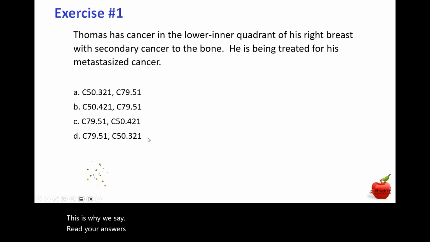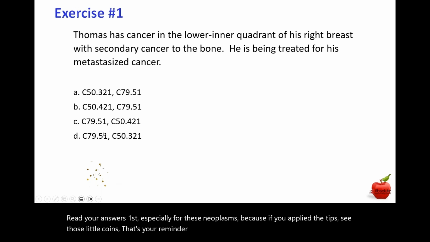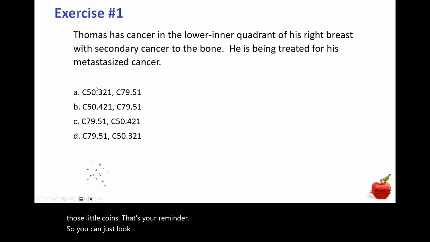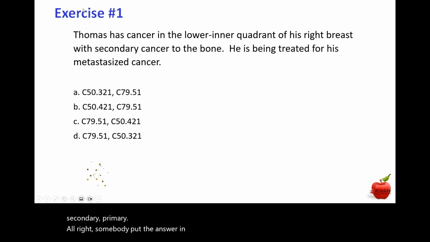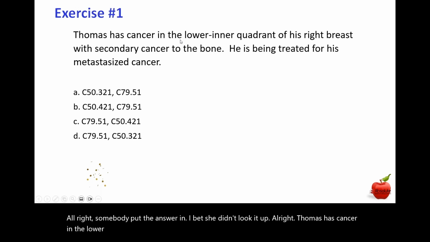All right, coders. This is why we say read your answers first, especially for these neoplasms, because if you applied the tips, see those little coins, that's your reminder. So you can just look at this. This is primary, secondary, primary, secondary, secondary, primary, secondary, primary. All right. Thomas has cancer in the lower inner quadrant of his right breast with secondary cancer to the bone. He's being treated for his metastasized cancer.